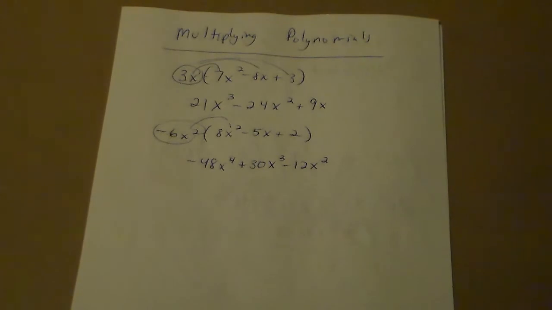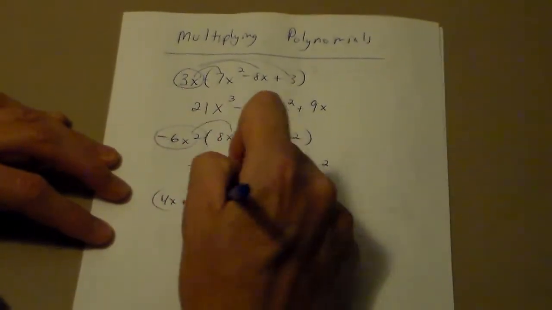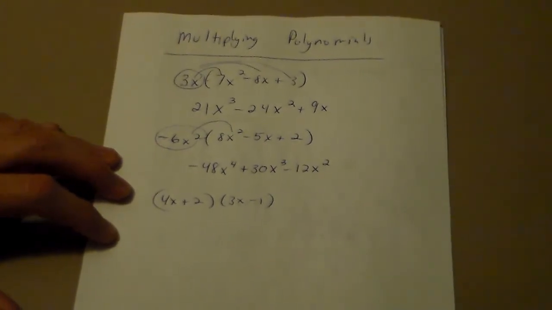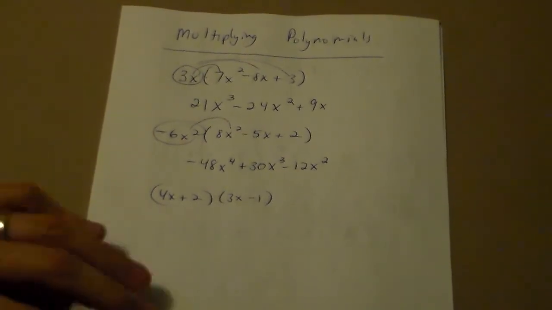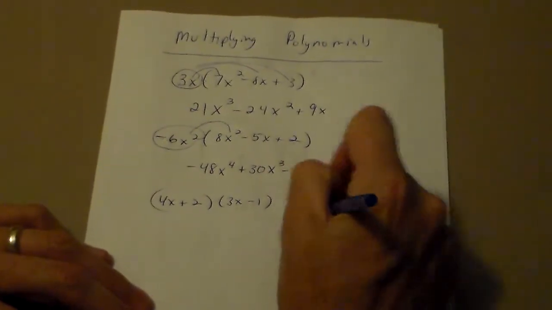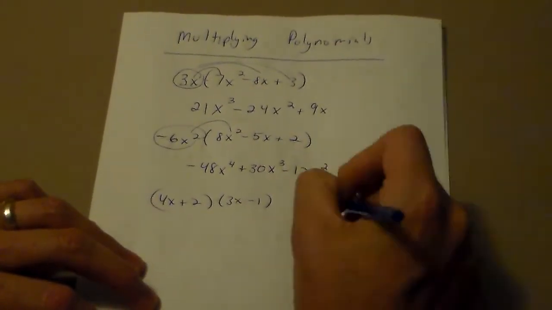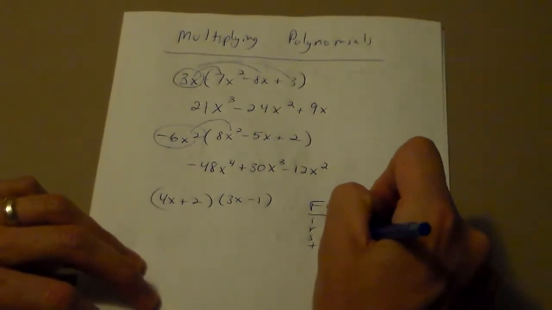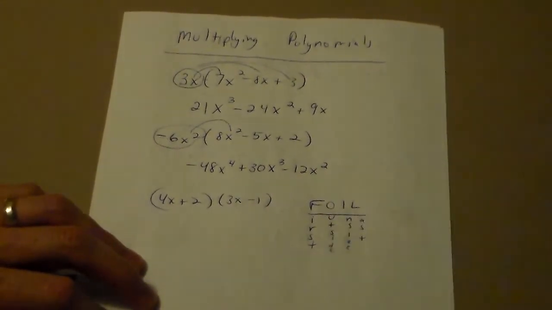So now we're going to look at multiplying binomials, two binomials together. So that would be like 4x plus 2 times 3x minus 1. Okay? Probably the most common method in doing this one would be using what's called FOIL. The F stands for first, the O stands for outside, the I stands for inside, and the L stands for last.